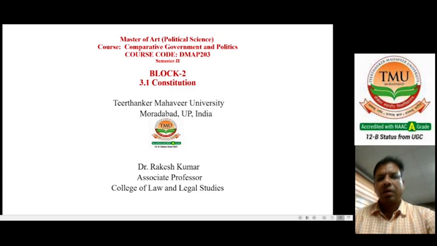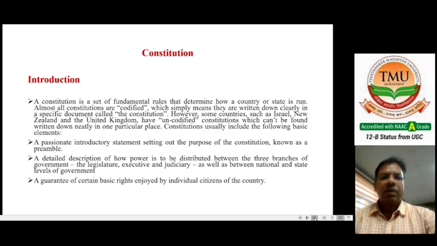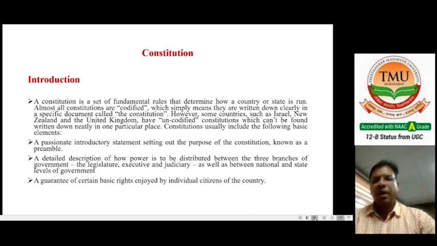Dear students, this is the third unit of comparative government and politics. In this third unit, I am going to discuss constitutions. A constitution is a set of fundamental rules that determine how a country or a state is run. Almost all constitutions are codified, which simply means they are written down clearly in a specific document called the constitution.